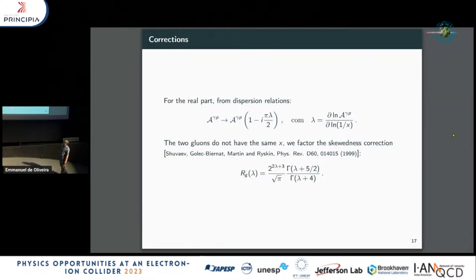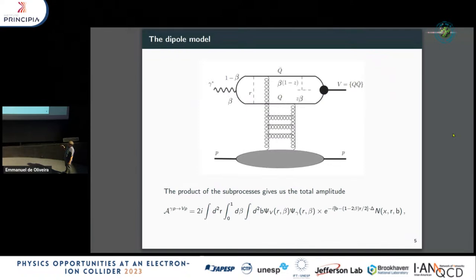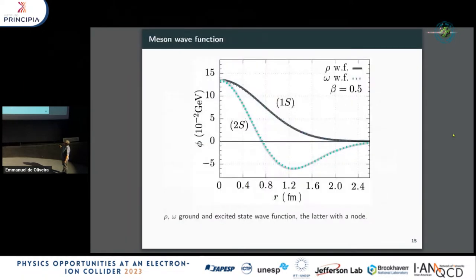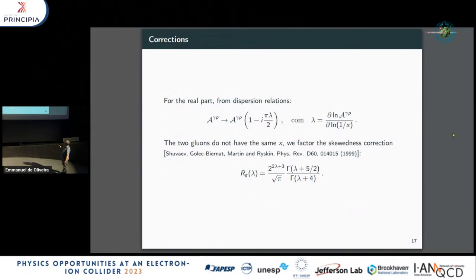We also take into account that the real part of the scattering amplitude, I didn't mention before, but we are just using the imaginary part. But from dispersion relations, we get the real part, or at least a good approximation for it. And also, well, in this diagram, these two gluons do not have exactly the same x, okay? They have different x, so this is the skewedness. Maybe one has a little bit larger x, the other one a little bit smaller. This can be taken into account under certain approximations by multiplying the cross-section by this factor. It's well known in the literature.